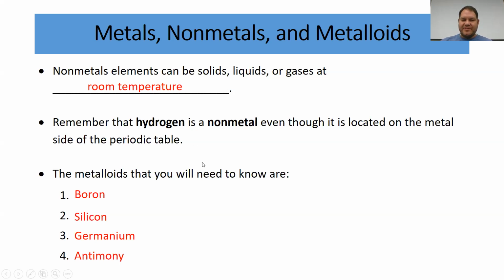Again, remember that hydrogen is a nonmetal. And then we have the list of metalloids that, again, I want you to have down and memorize for our class: boron, silicon, germanium, and antimony.